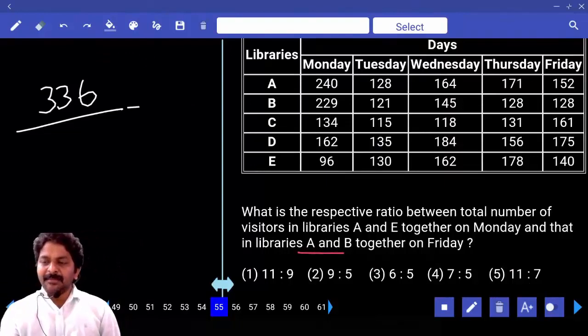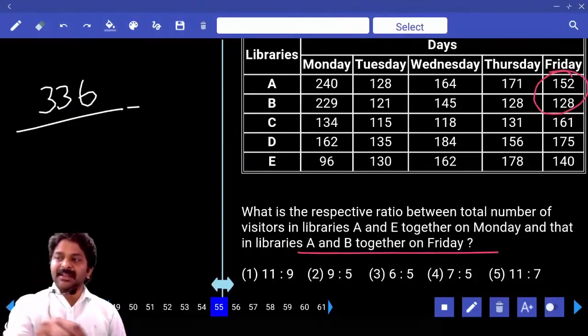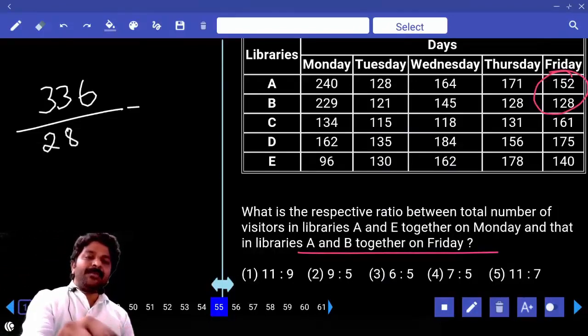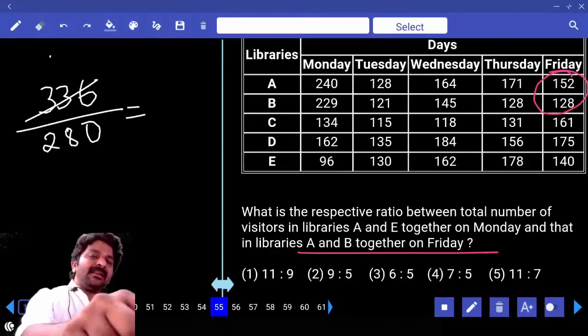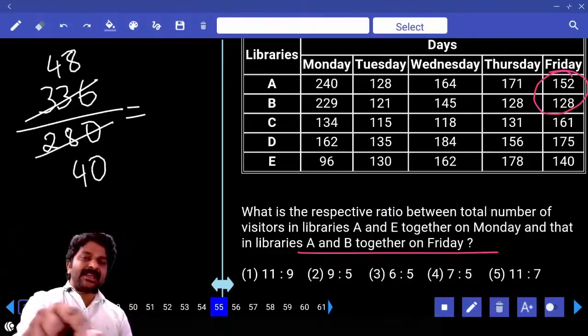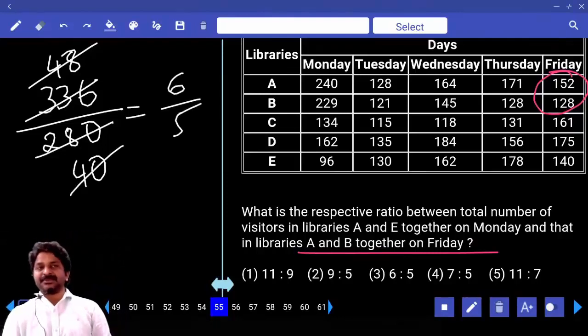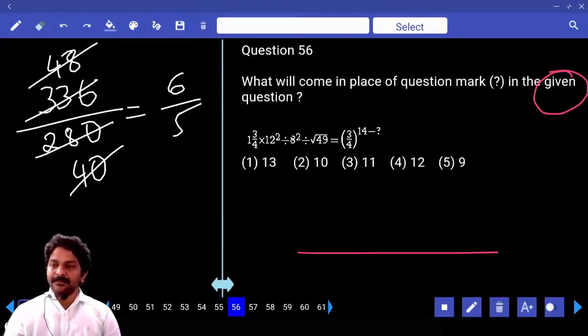Next, A and B together on Friday. Friday, A and B together, that is 280. 7 cancellation, 7 48 times, 7 40 times. Cancellation with 8, 6 times, 5 times. 6 by 5, third option. Okay now? Right.